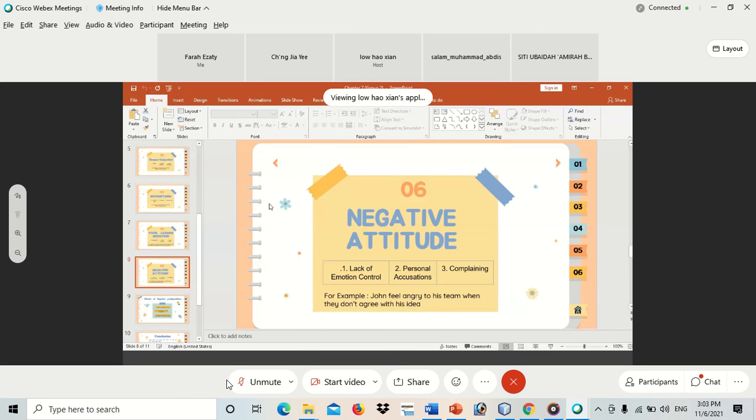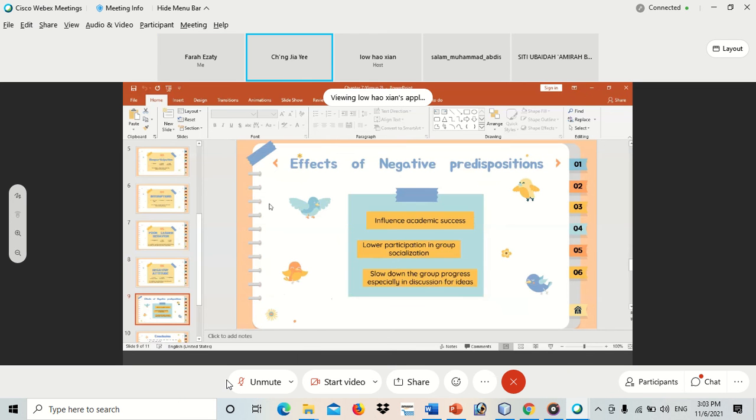There are some effects of negative predispositions. They influence academic performance, which is measured by grades. Negative predisposition will also lower participation in the group, and lastly, negative predisposition slows down the group's progress, especially in discussion of ideas.